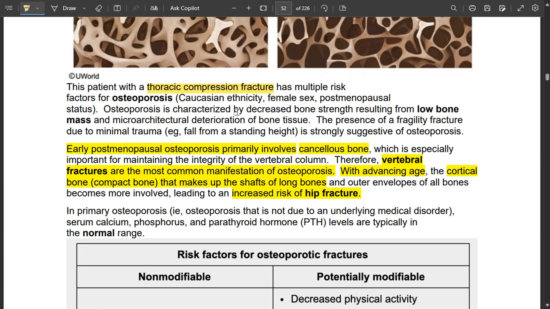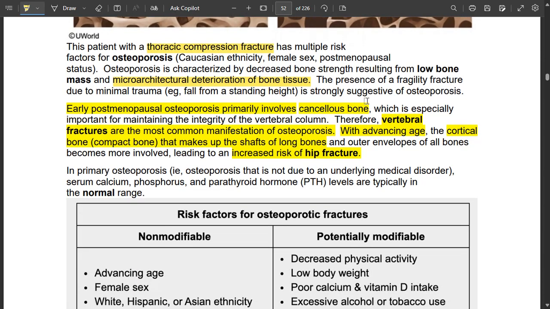There is decreased bone strength, low bone mass, microarchitectural deterioration of bone tissue, and presence of fragility fractures due to minimal trauma, that is, a fall from a standing height. So there is weakening and degeneration of bone mass, causing osteoporosis.